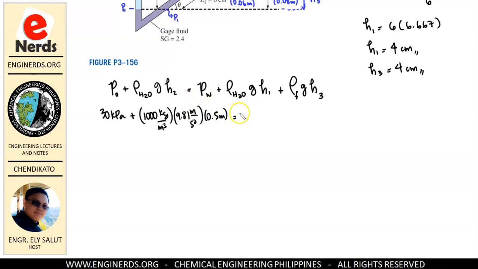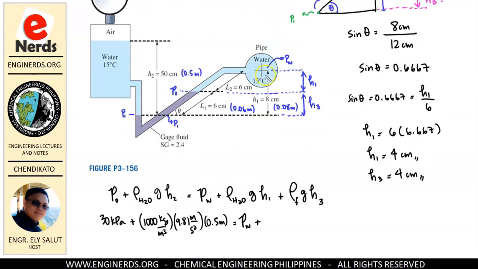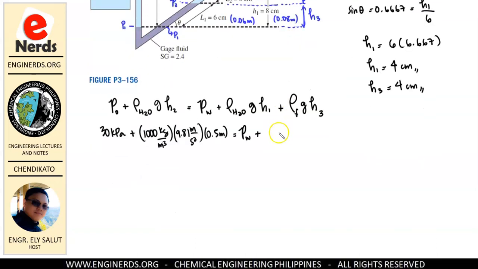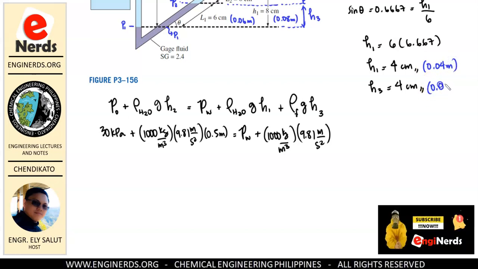And this is equal to our PW, yan ang ating hinahanap, plus the density of water. Now we're going from this direction. Okay, so dito na sa right side. So the density of water is 1000 kilogram per cubic meter times G, which is 9.81 meter per second squared, times H1. So alam na natin yung H1. Our H1 is 4 centimeter, but we need that in meters. So let me convert that. So we have 0.04 meters. Okay, so our H1 is 0.04 meter.